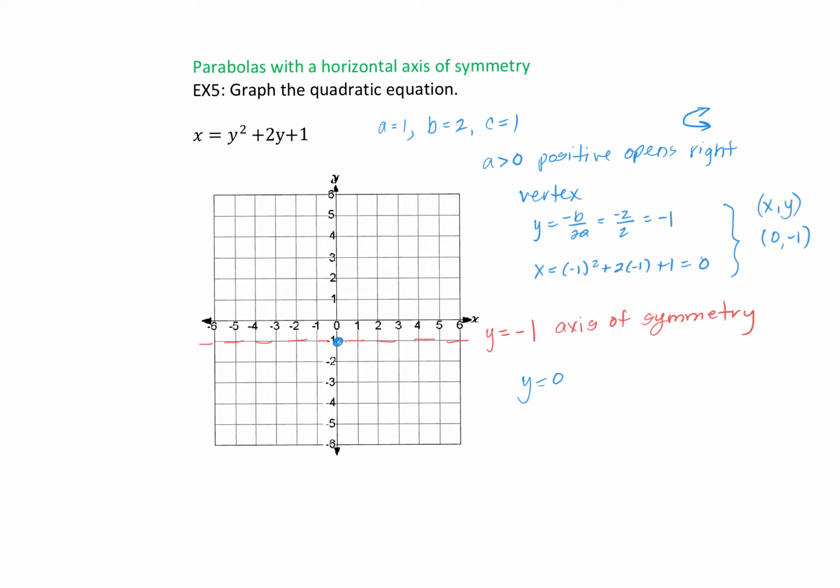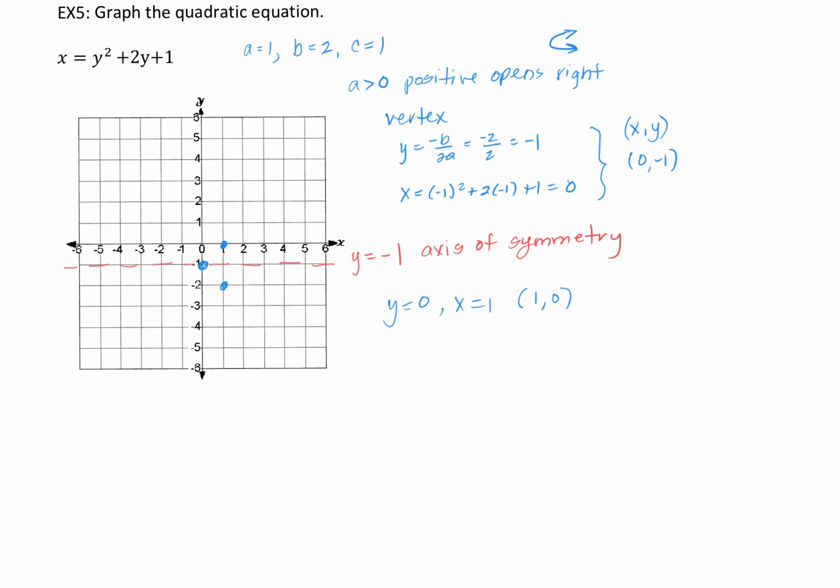So notice if y is equal to 0, right away I get x is equal to 1. But as a reminder, remember you're graphing the point 1, 0, not 0, 1. So when x is 1 and y is 0, I also get, through the axis of symmetry, the point 1, negative 2. And now I could basically sketch my graph, but maybe I want to find a few more points.